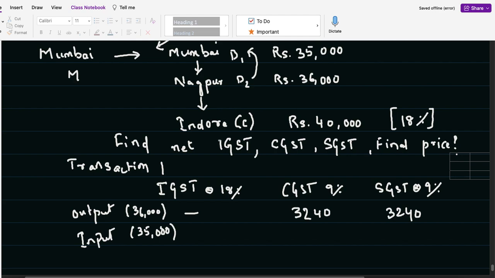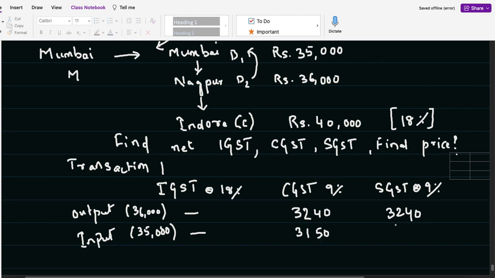Is it correct? Okay. Now here also he is not having any interstate transaction, that's why no IGST. 9% of 36,000 is 3,240, that is correct. 9% of 35,000 is 3,150.